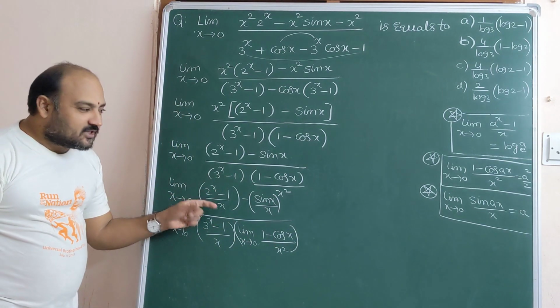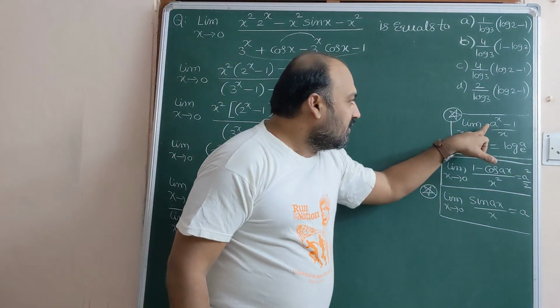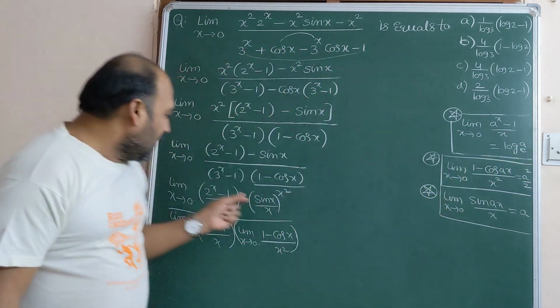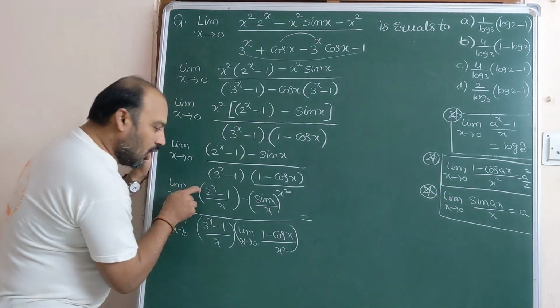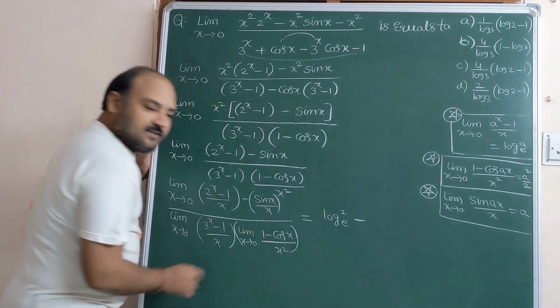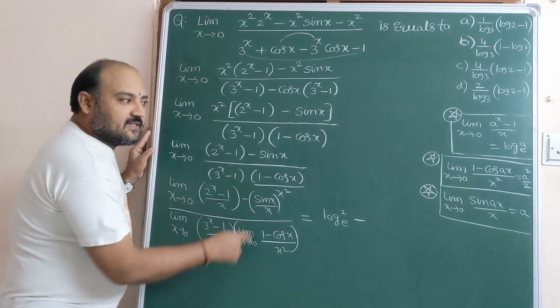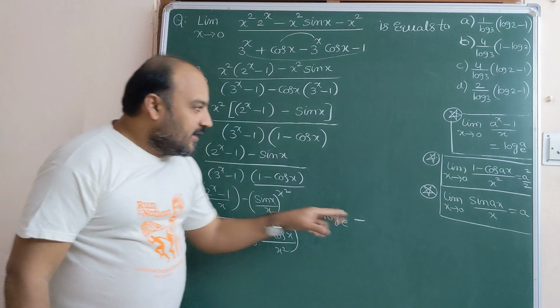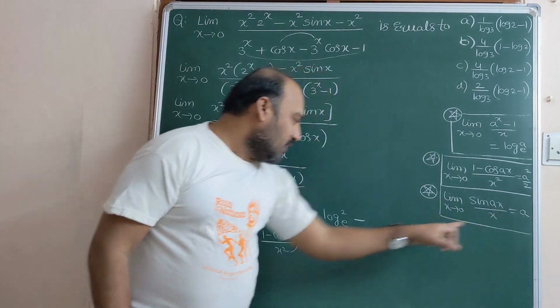Limit x tends to 0, (2^x − 1)/x means log 2 only, no? Here, whenever a is there, it is log a to the base e. In place of a, what value is there? Log 2 is there. So this becomes log 2 to the base e, minus: apply the limit for this, limit x tends to 0, sin x / x. Here the coefficient of x is 1. It is in the form sin ax / x, and the value of a here is 1.